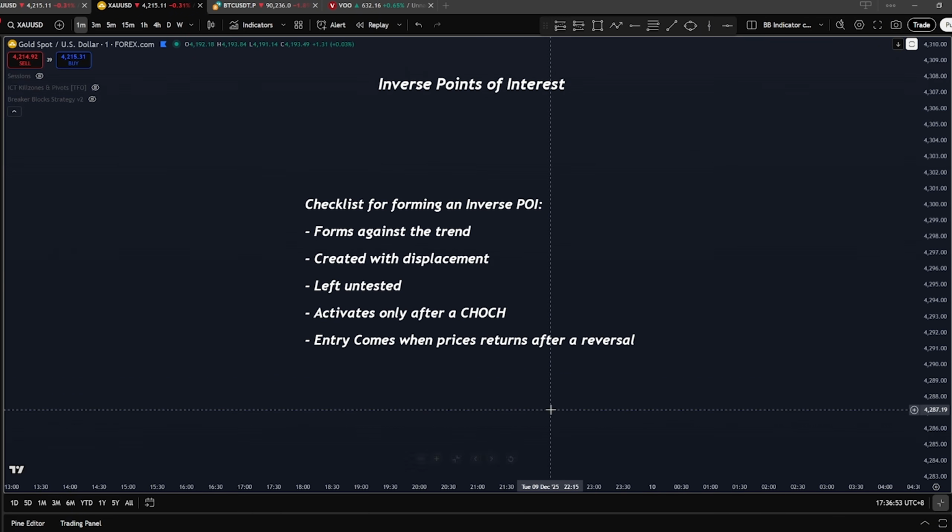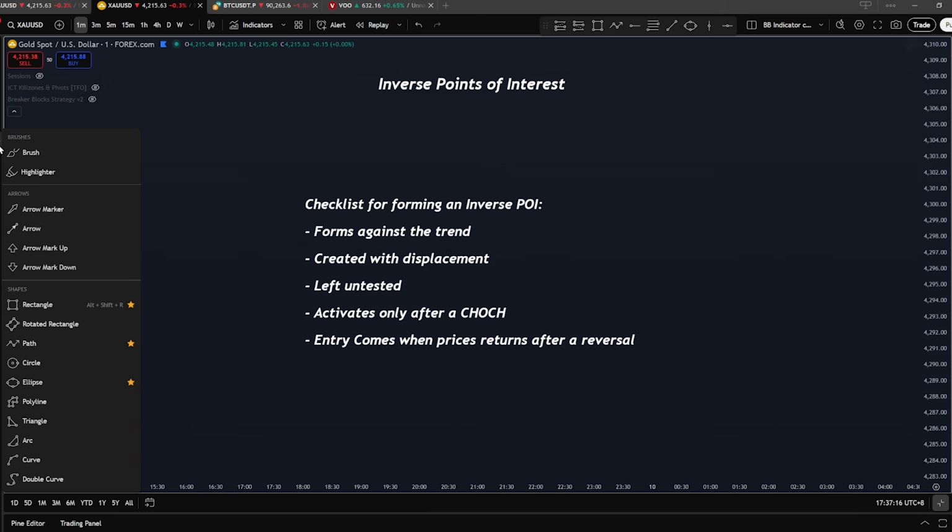All right. Now, inverse points of interest checklist. What are the things that you need to check before you mark them out and use them? What makes them valid? Very, very important. This is where you're going to have 5 main things to take note of. Write this down. Number 1, it needs to form against the trend.